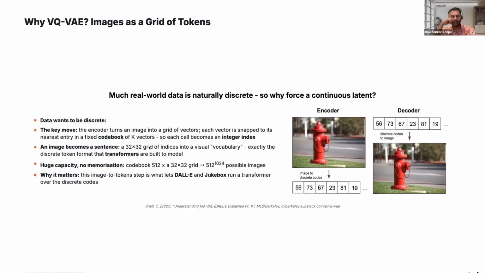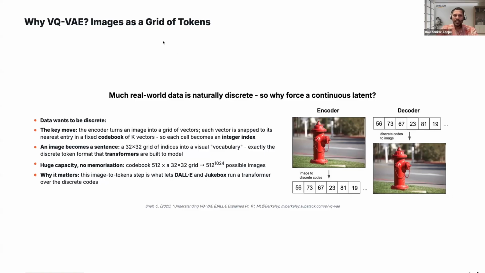I want to motivate the next network in this series, that is the VQVAE. Why VQVAE? Where you want to represent images as a grid of tokens.